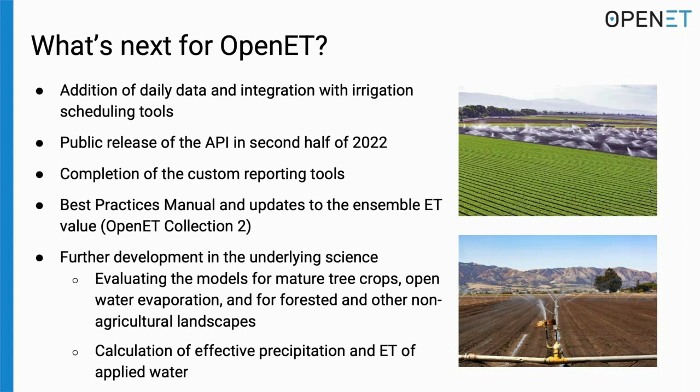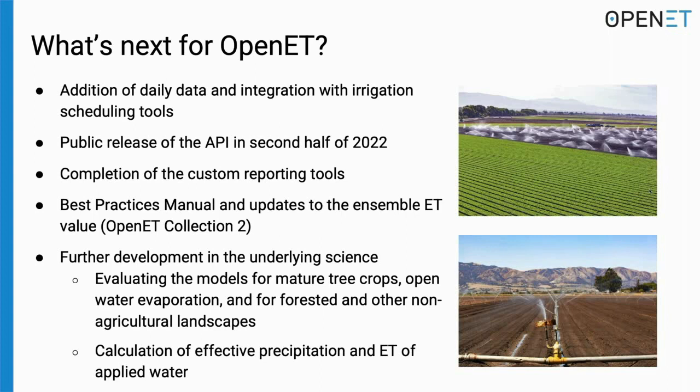That's going to include evaluating the models for some particular situations, including well-established mature tree crops, identifying which models perform well for that, not just that particular crop type, but that particular stage of crop production. Those well-established orchards where we can have shading of the interrow, typically during the time of the Landsat overpass. Also working on improved approaches for open water evaporation and evaluation of the ET estimates from the different models over open water, over lakes and reservoirs.